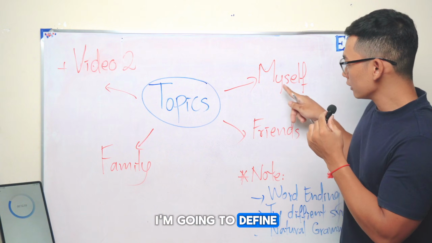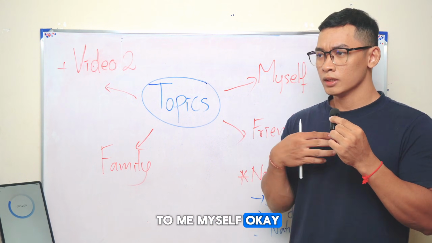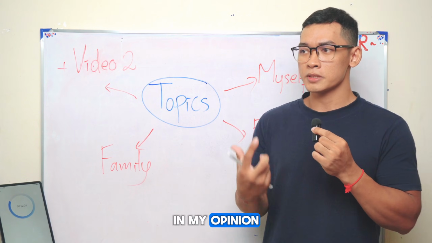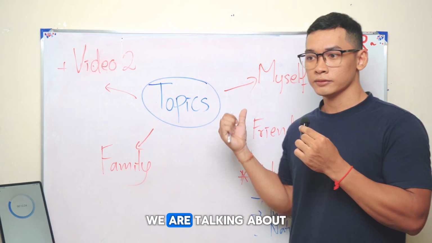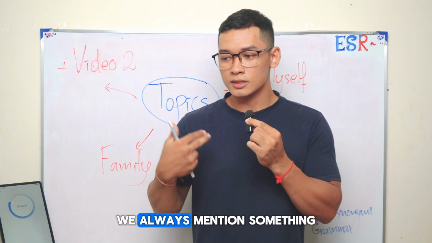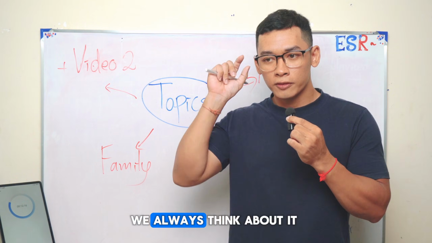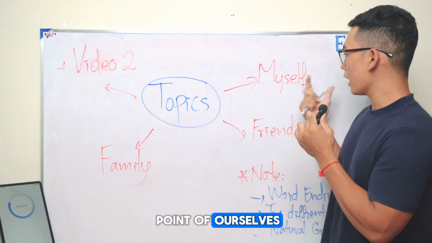I'm going to define the meaning of this word, myself. What does it mean to me, myself? Okay, from my perspective, in my opinion, I think myself, we are talking about something to ourselves. We always mention something about ourselves. When we do something, we always think about it. That would be the point of ourselves.